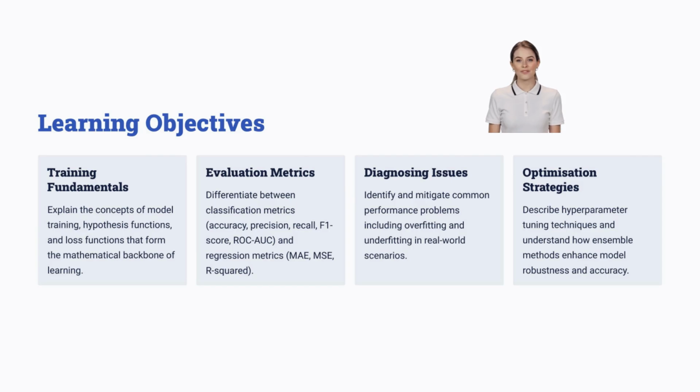Model training involves hypothesis functions mapping inputs to outputs, loss functions quantifying errors, and optimization algorithms reducing these errors. Evaluation metrics differ for classification and regression tasks, with accuracy, precision, and recall for classification, and mean absolute error, mean squared error, and R-squared for regression. Address overfitting and underfitting, and use hyperparameter tuning and ensemble methods for robust models.